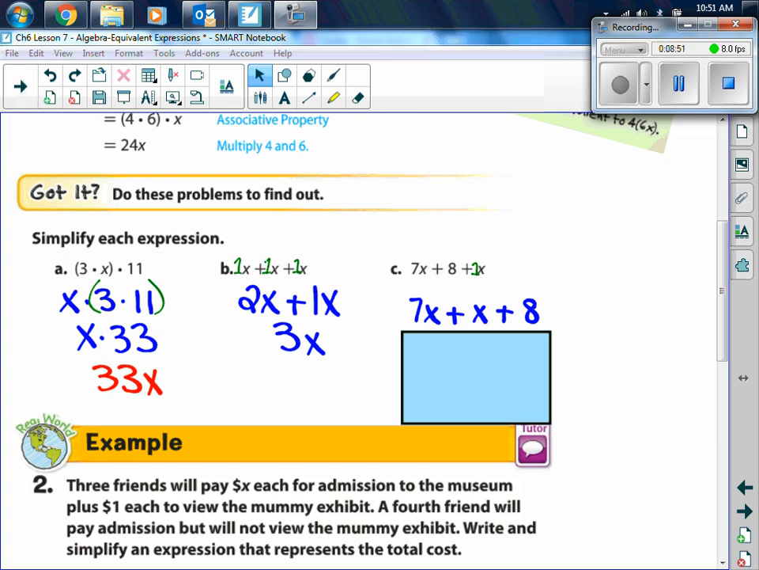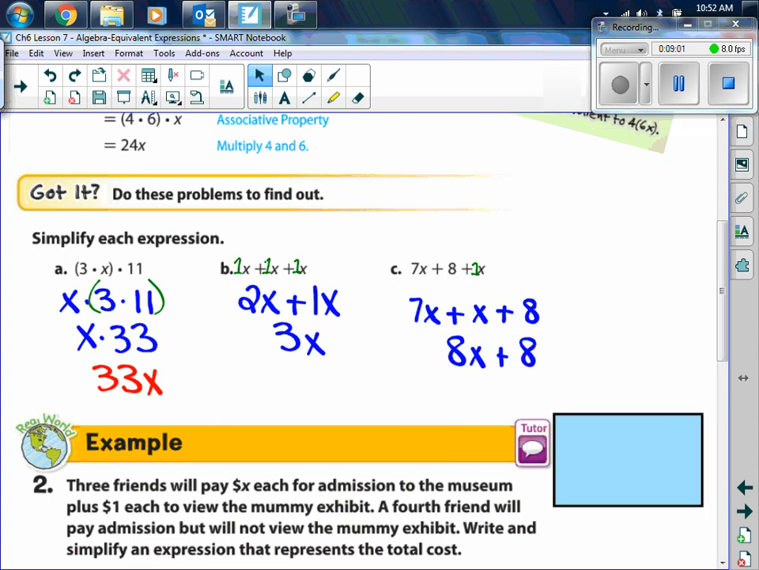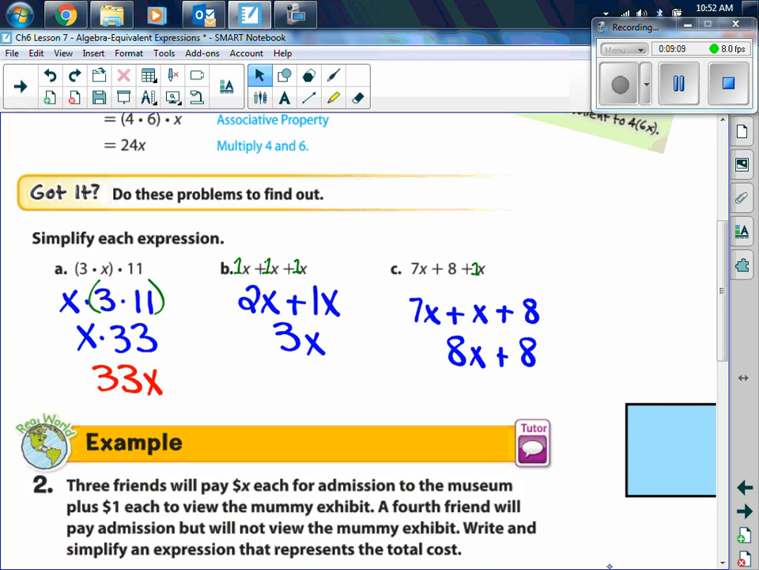And now we can combine our like terms. So 7x plus 1x is 8x. And then we're adding the 8. Can I put those together? The 8x and the 8? No, I can't. Those are not like terms, okay?